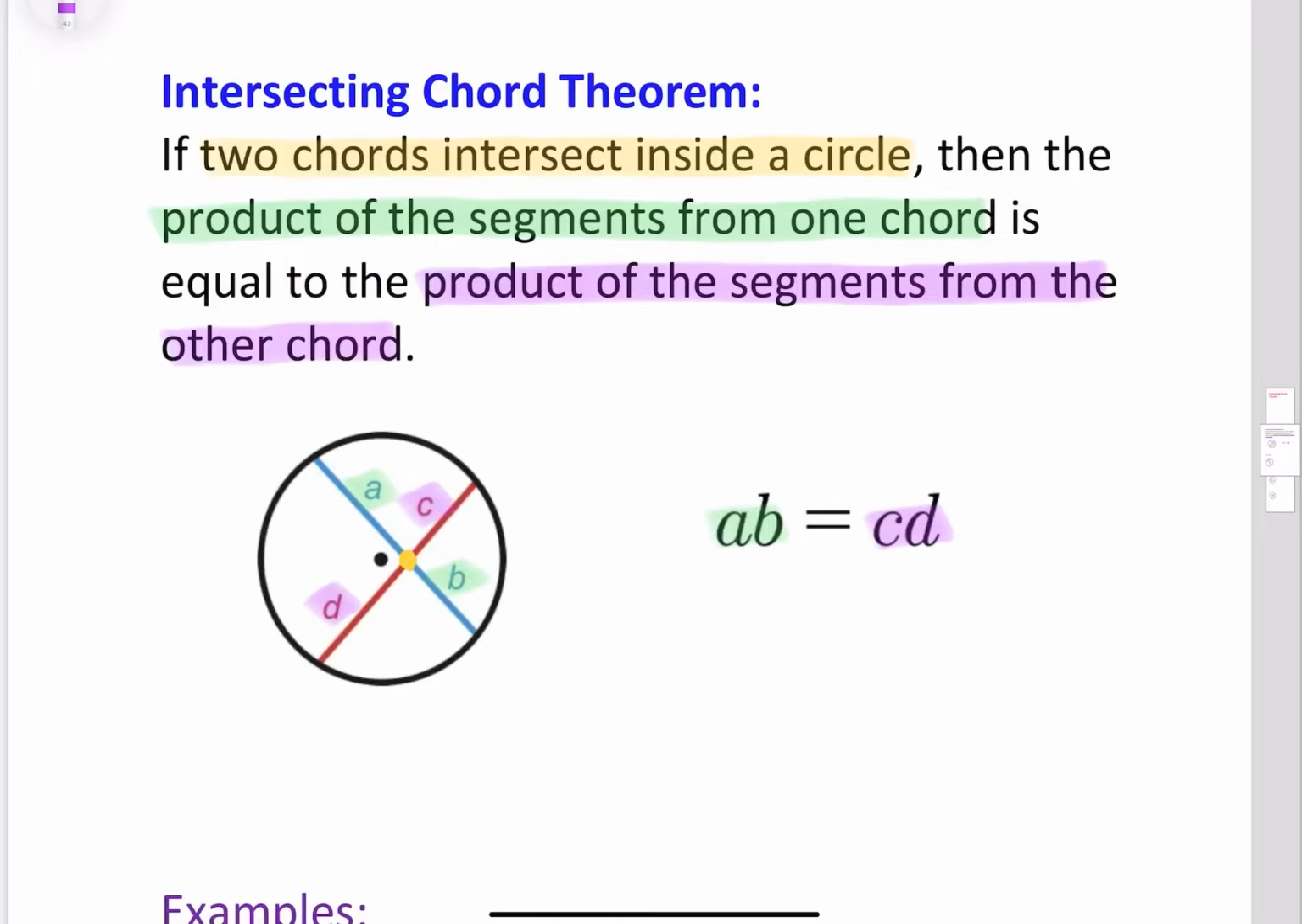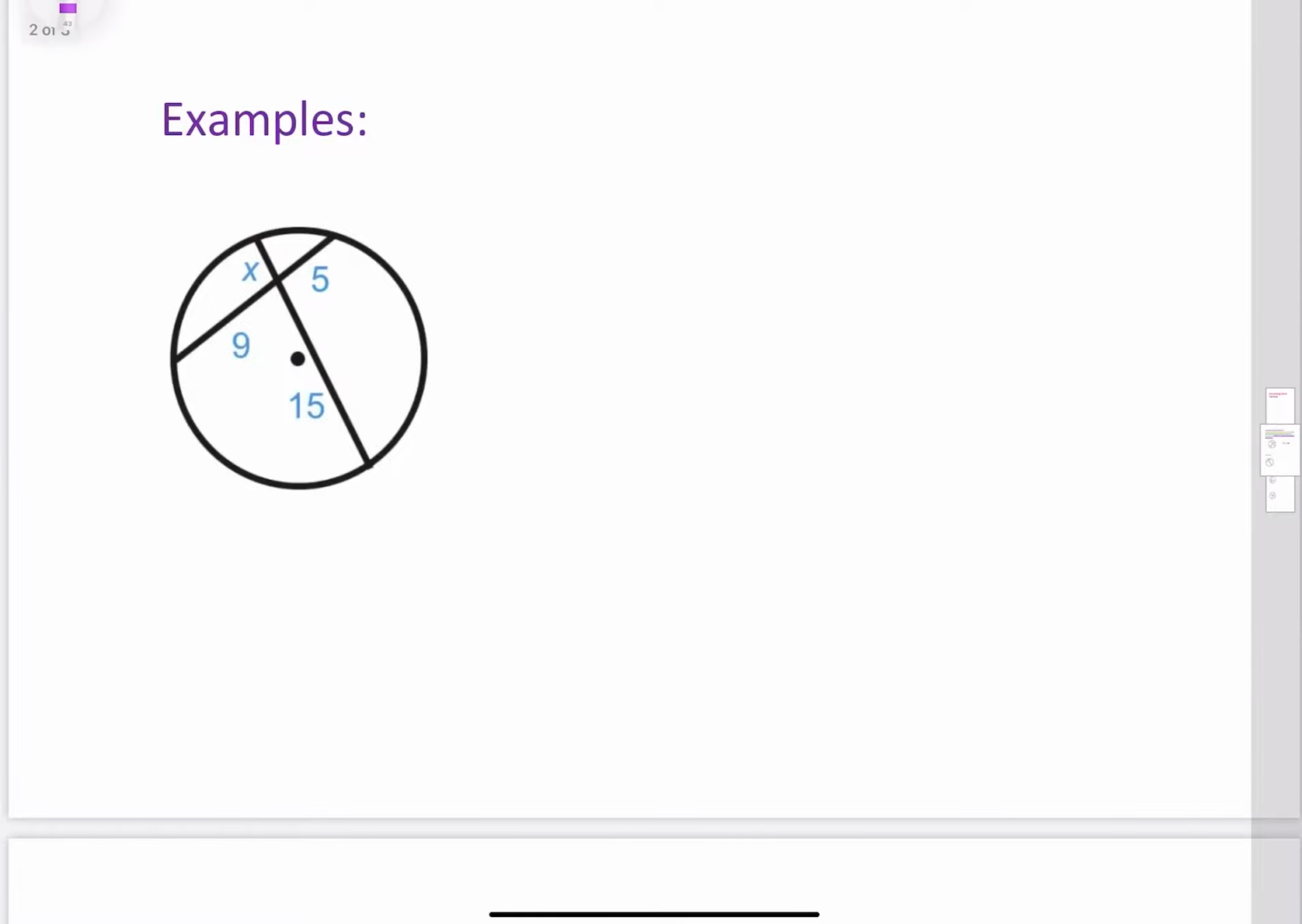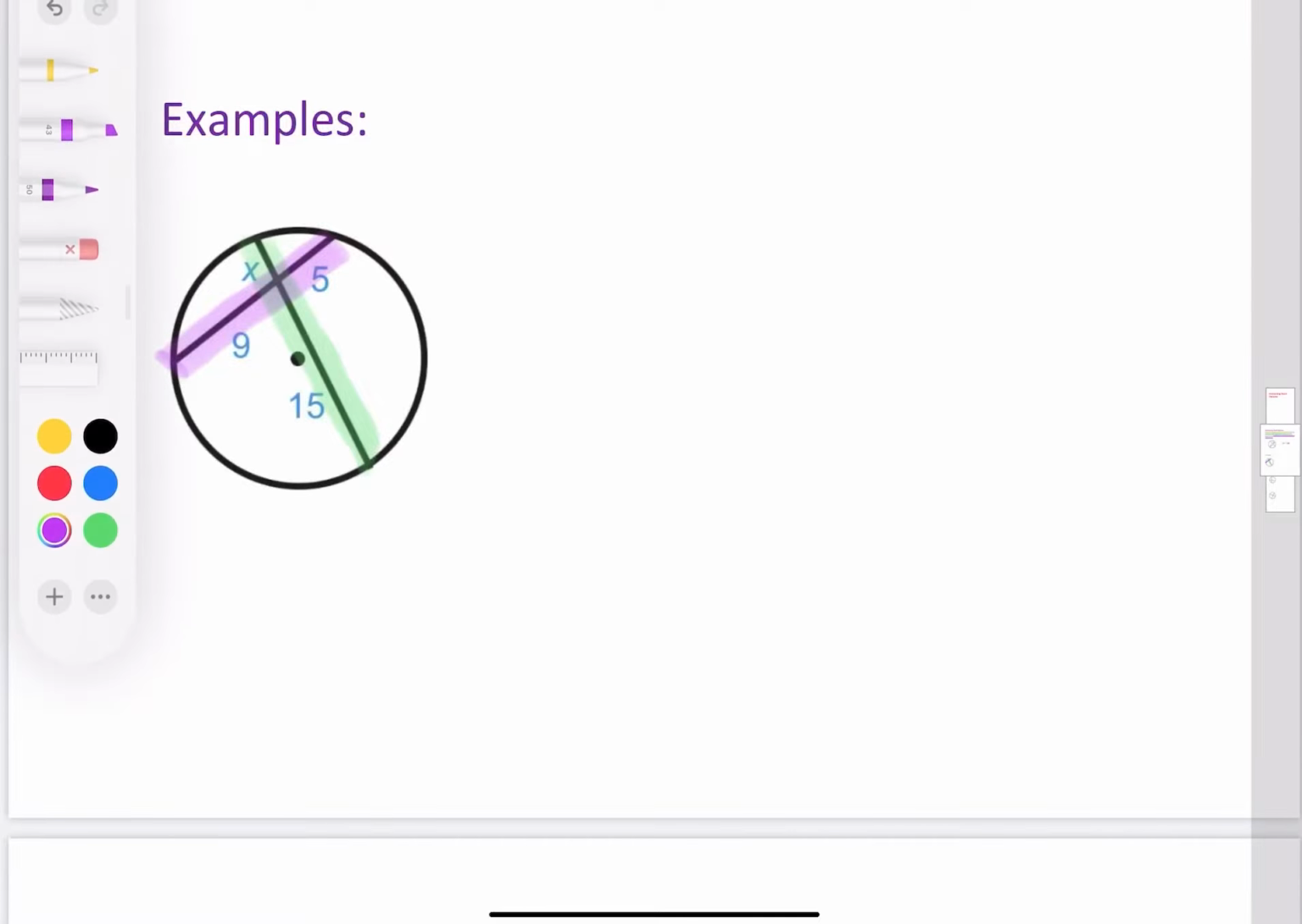Now that we know this theorem, we're going to put this into action to help us solve for missing pieces. So let's take a look at our first example here. Here we can see that we have two chords, and the two chords are intersecting one another. We have this first chord right over here, and that's being intersected with the second chord right over here. Where they intersect, that's going to give us that intersecting point over here, creating segments. Remember, segments means pieces of something.